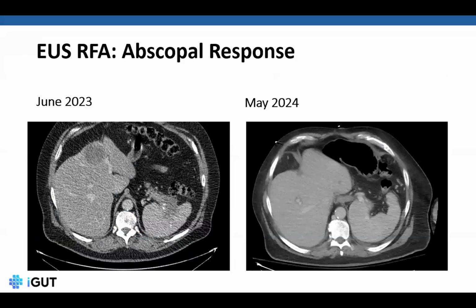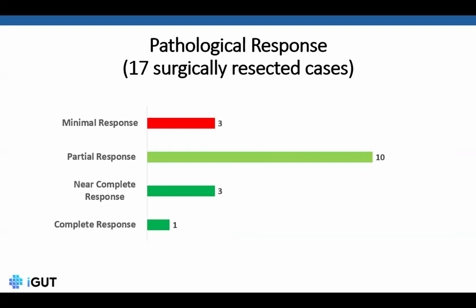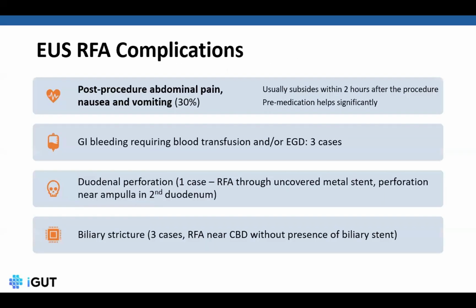We do see a very good abscopal response. This is one patient with pancreas cancer and a large metastasis in the liver who only received ablation of the pancreas cancer. On follow-up CT scan, the tumor continued to get smaller, and 1 year later there is a barely recognizable tumor at the same site. Looking at the pathological response, of 17 surgically resected cases, in 14 patients we saw a good pathological response. 1 patient had a complete response, and 3 patients had a near complete response.